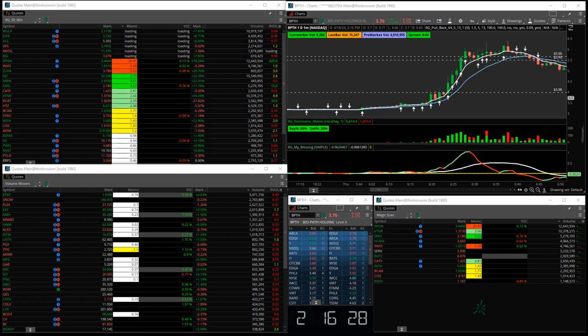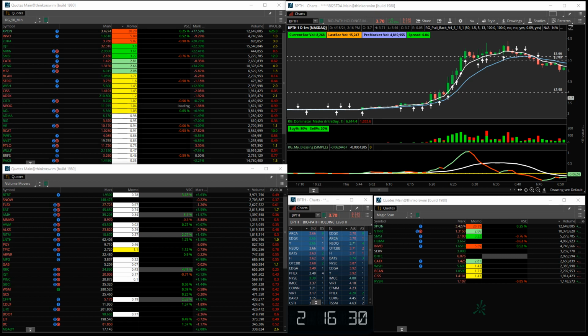There is no way to tell if you're going to get a big red candle, Amadeus. There could be that hidden seller there. There could be no hidden seller. It could just trickle down.